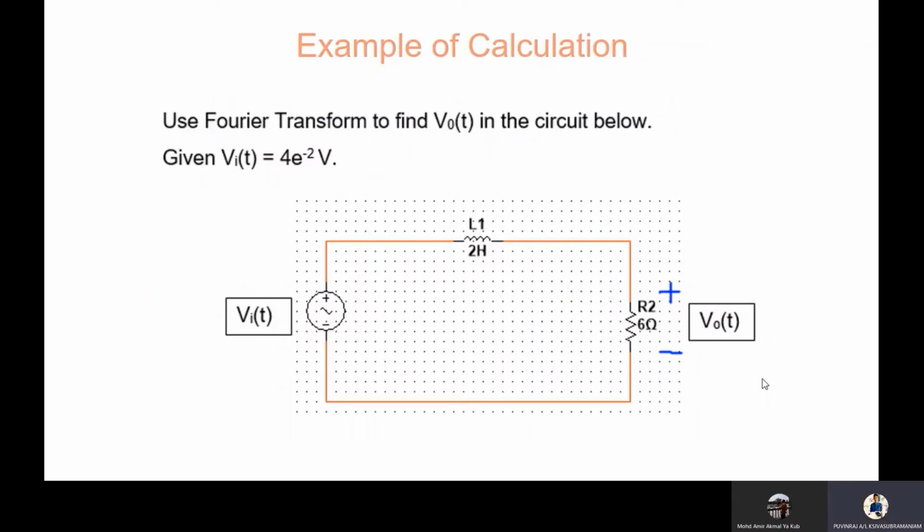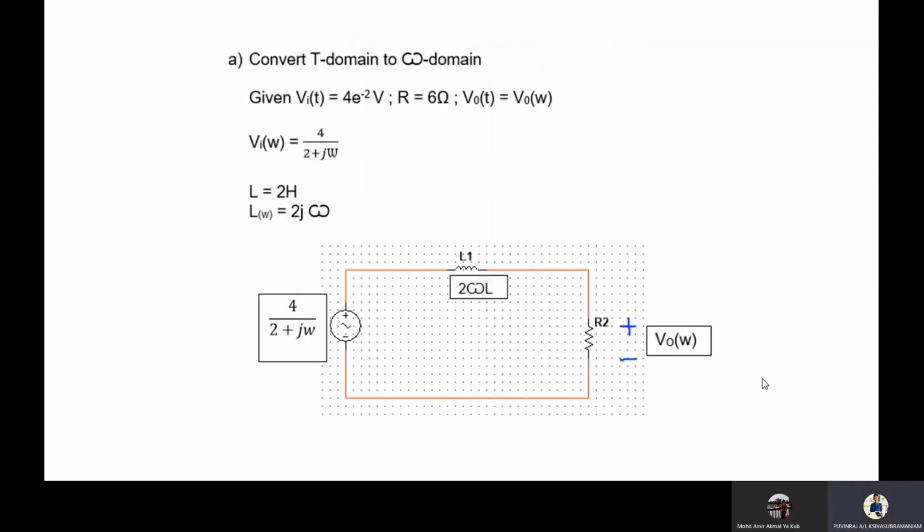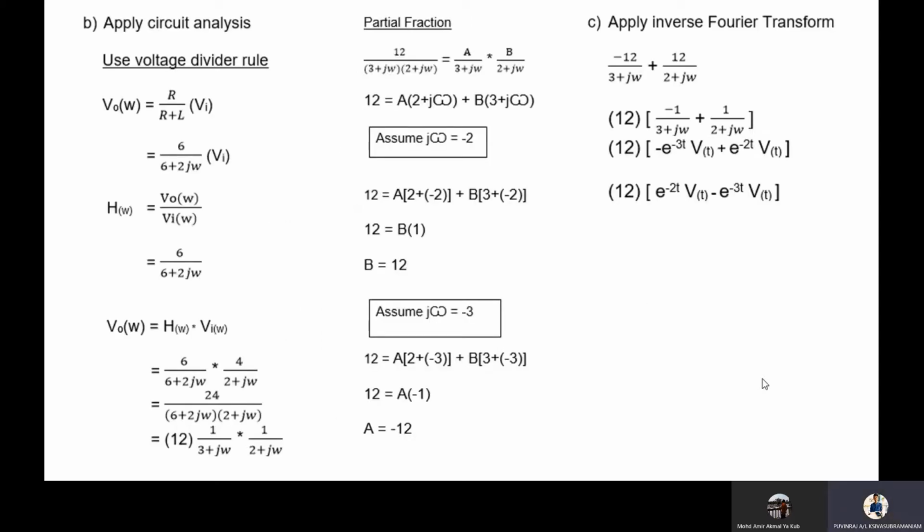Moving on to the next. This is an example of calculation, and we are asked to find the V output using the Fourier transform. First, convert the t domain into the omega domain by referring to the Fourier transform table. Reconstruct the circuit with the new values of V in, inductor and capacitor. Next, apply any circuit analysis; in this case, we have used the voltage divider rule. Substitute the values of R and L to obtain the transfer function, which is H of omega. The transfer function times V input gives the V output value.